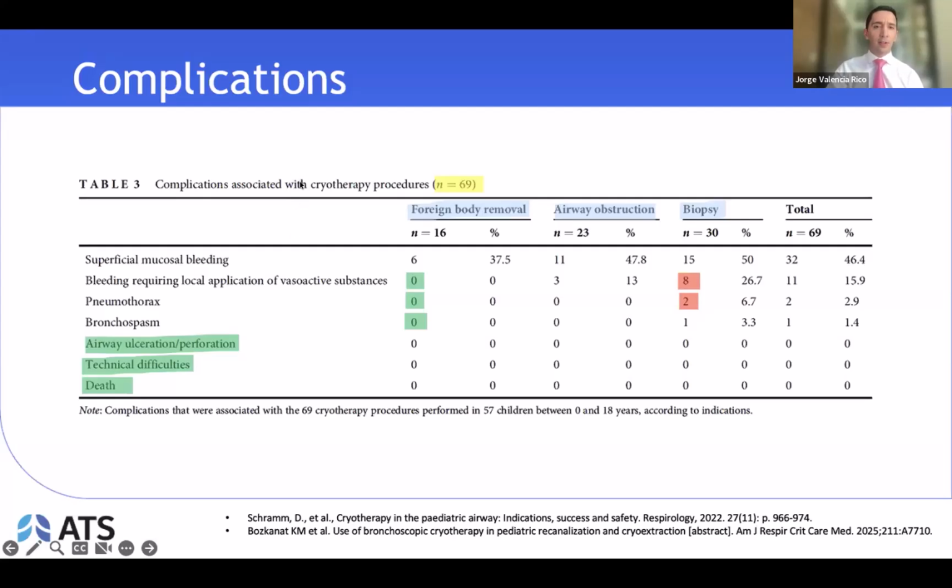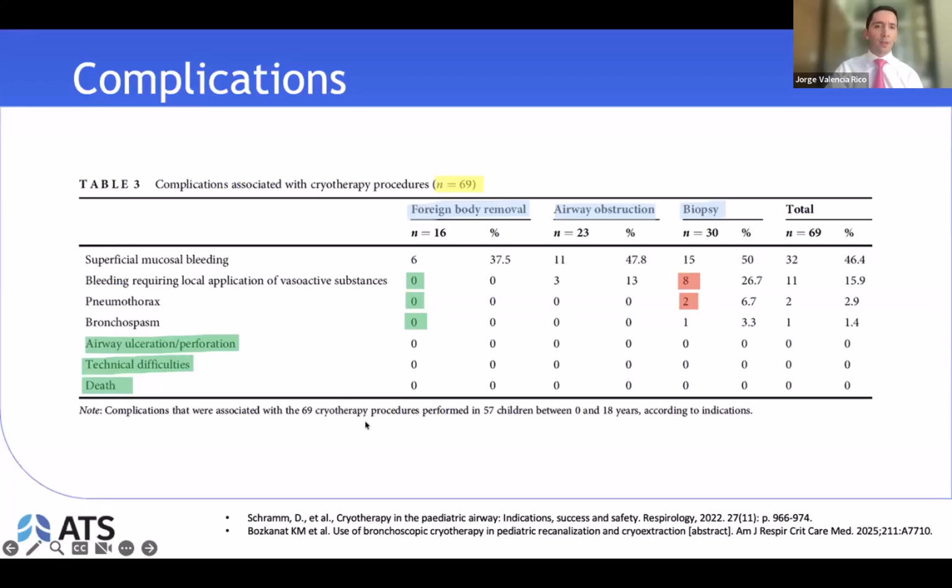cryotherapy. We can see them divided in 3 sections: foreign body removal, airway obstruction, and biopsy. There was no death, technical difficulties, or airway ulceration or perforation. 2 of the patients that needed a biopsy ended up having a pneumothorax. 1 of them required a chest tube that lasted less than 48 hours. But even though we have 69 patients, it is evidence that is supporting this.